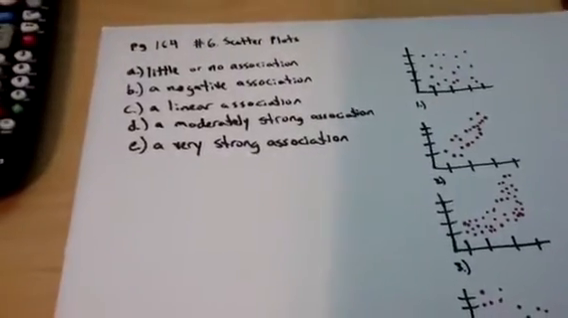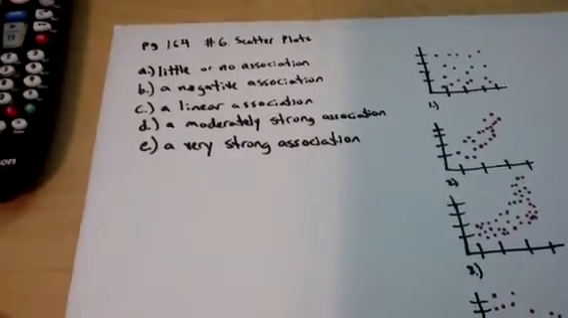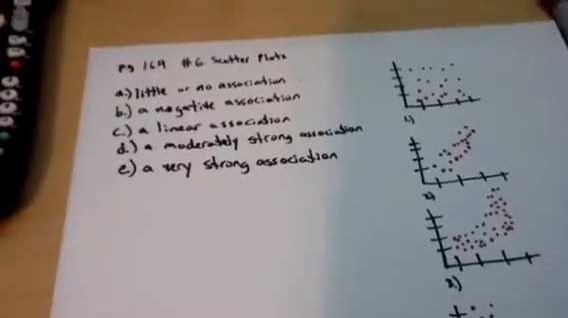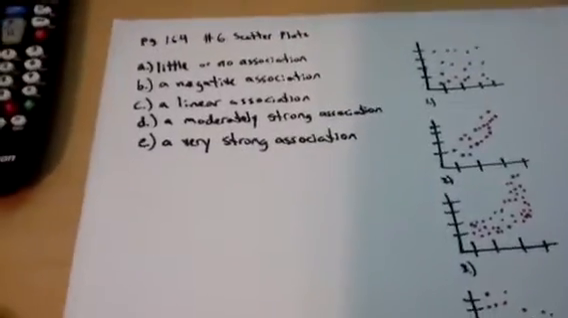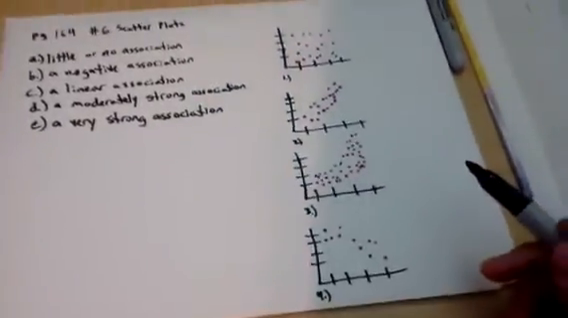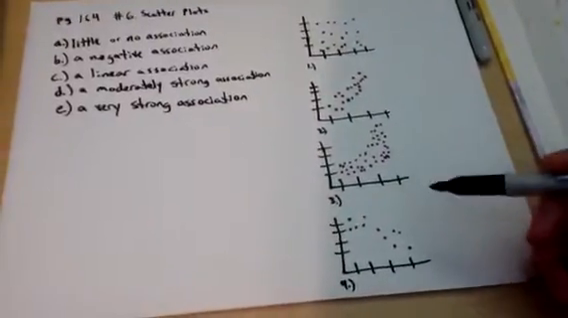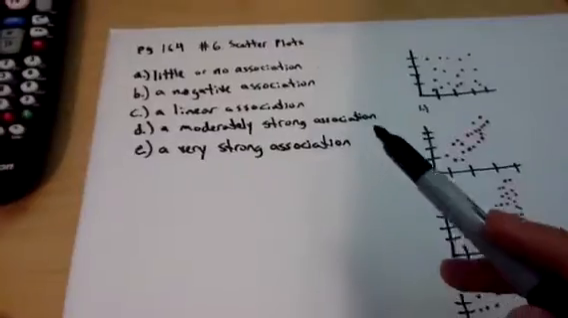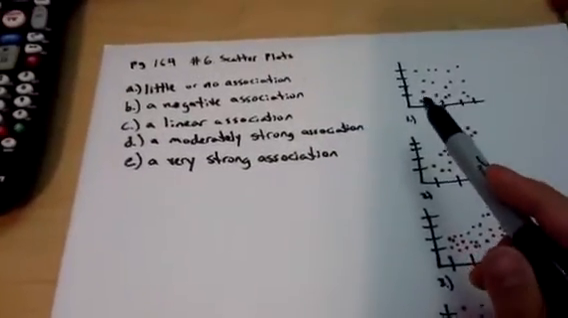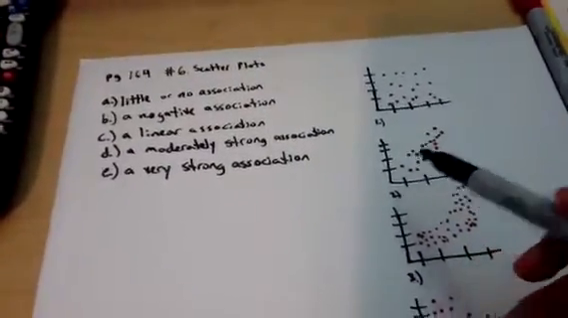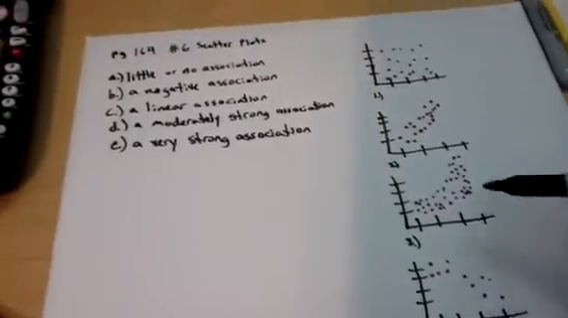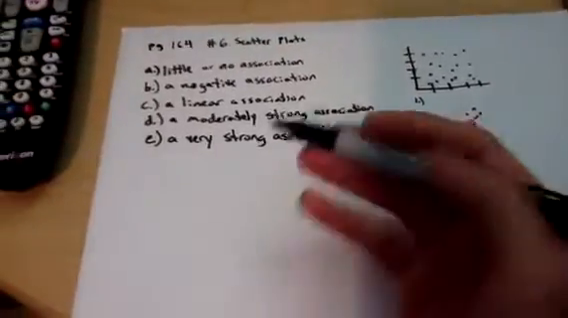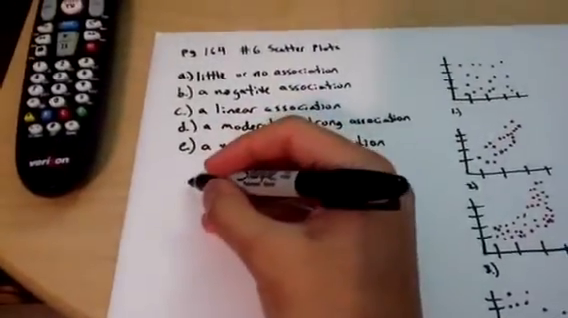Okay, so this is chapter 7, page 164, number 6, and this question gives you 4 scatter plots, which I just drew again over here, and it asks you to figure out what kind of association all these graphs have. Okay, so let's start.